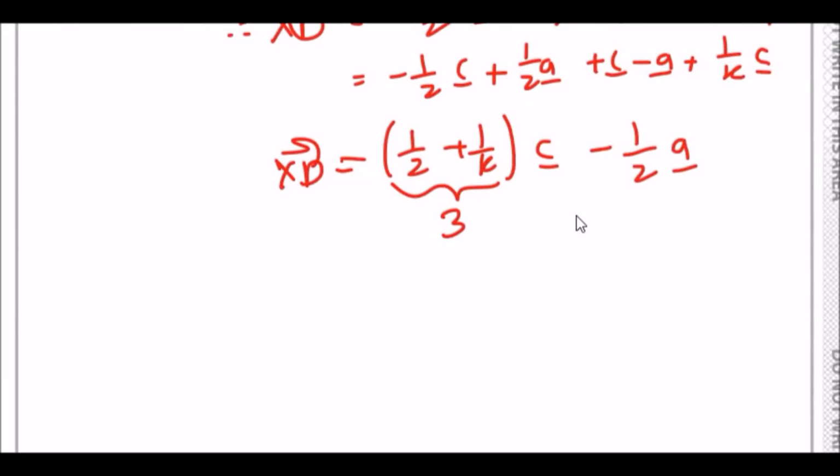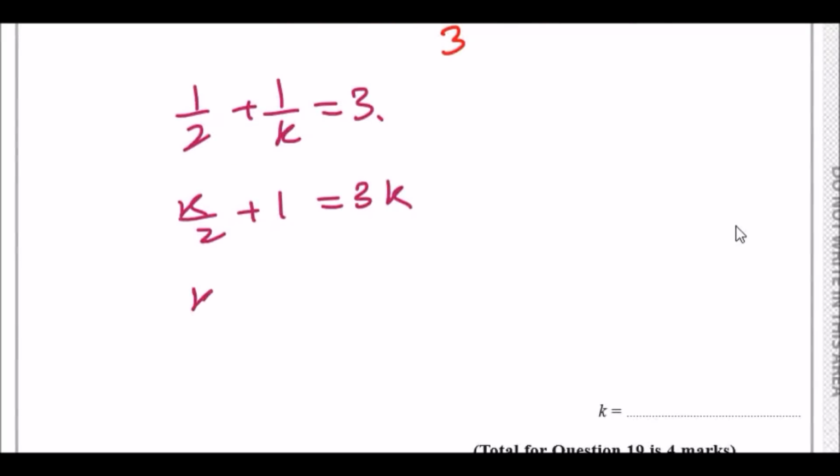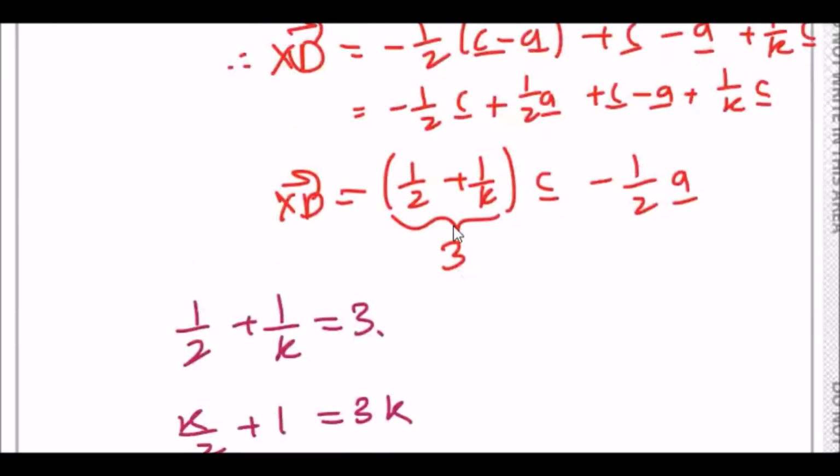Oh, you know what? Let's get to that later. Let's just say half plus 1/k equals 3. Let's clear the fraction, yeah? Let's multiply k across. So we're going to have k/2 plus 1 equals 3k. Times 2 across, we're going to have k plus 2 equals 6k. And now we just solve for k.